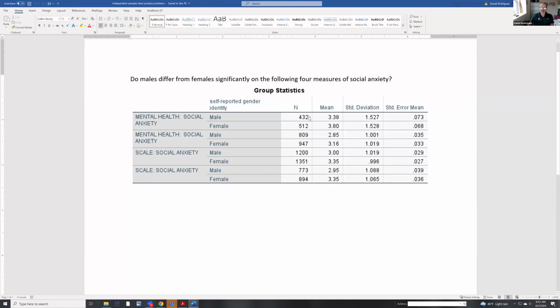So we're using the conservative method for degrees of freedom. That's the smaller of the two groups' degrees of freedom. So males have N of 432 and females 512. So it's more females than males. With 432, the degrees of freedom would be 432 minus 1, or 431. 512 minus 1 is 511. Which of the two is smaller? Well, 431 is smaller. So that's my smaller of the two degrees of freedom.